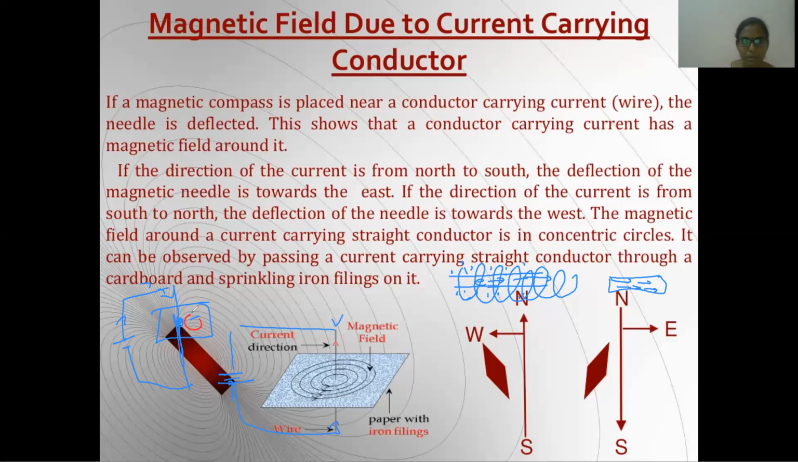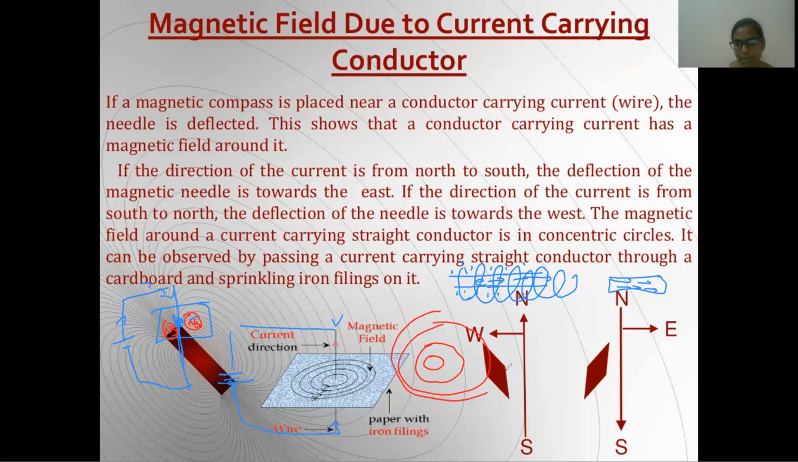You can place one compass box containing north and south. When current is moving downwards or upwards, based on that, the compass needle deflects. When the current is moving upwards, you can see concentric circles outwards. You can put some iron filings on the cardboard. What happens? All the iron filings come and align in concentric circles.